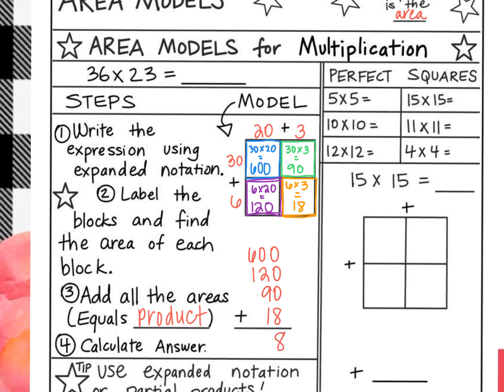Yes, we are adding. So in the ones column you have an 8. In the tens column, what digit do I put down here at the bottom? 2. Yes, I put a 2, carry the 1, and then in the hundreds column I have an 8. So 828 is my sum, but it is also my what? Product. My product. Very good.